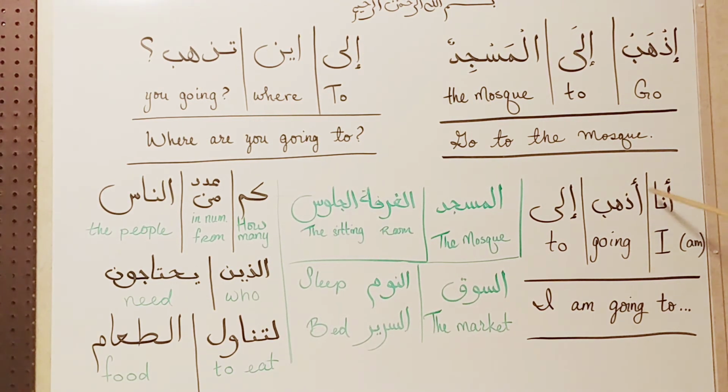And their reply should be, أنا أذهب إلى, and then they'll tell you where they're going. أنا أذهب إلى الملعب. I'm going to the playground, or I'm going to play. أنا أذهب إلى المسجد. I'm going to the mosque. أنا أذهب إلى السوق. I'm going to the market. Or if they're staying in the house, أنا أذهب إلى غرفة الجلوس. I'm only going into the living room. أنا أذهب إلى غرفة النوم. I'm going in the room to sleep. أنا أذهب إلى غرفة السرير. I'm going into the bedroom.